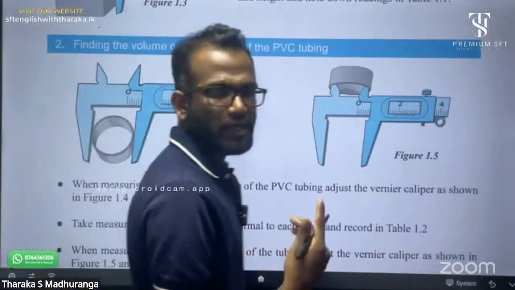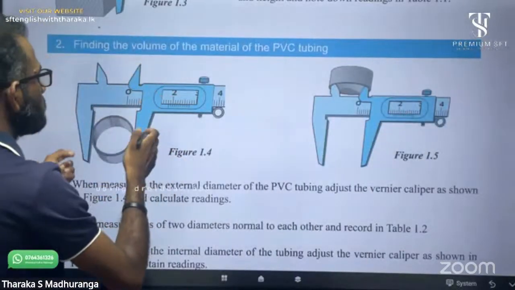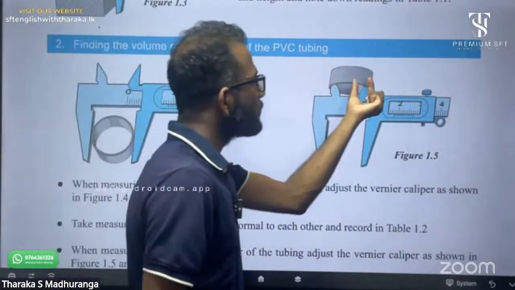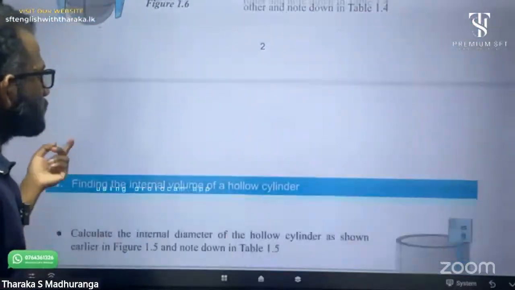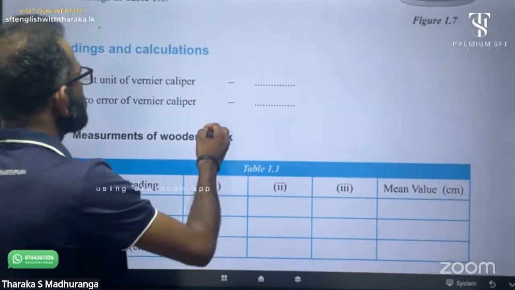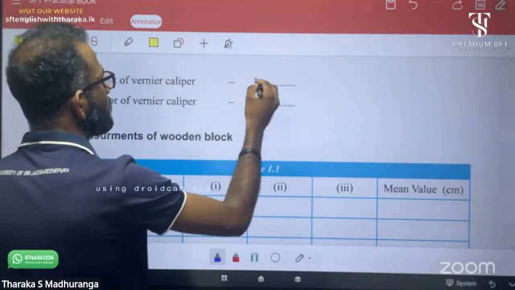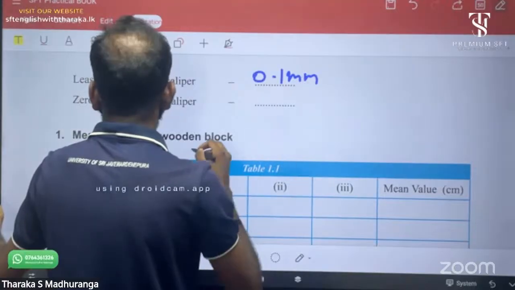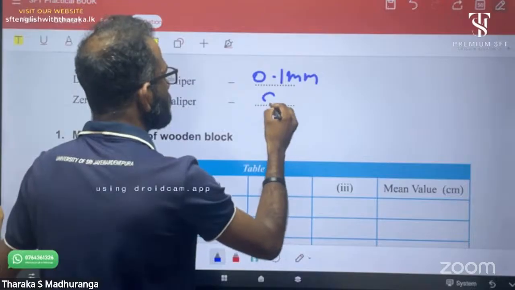Find the volume of material of a PVC tube. Okay, this is a PVC tube. Get the external diameter by external jaws and the internal diameter by internal jaws. The least count of the vernier caliper is 0.1 millimeter. Think there is no zero error of the vernier caliper.